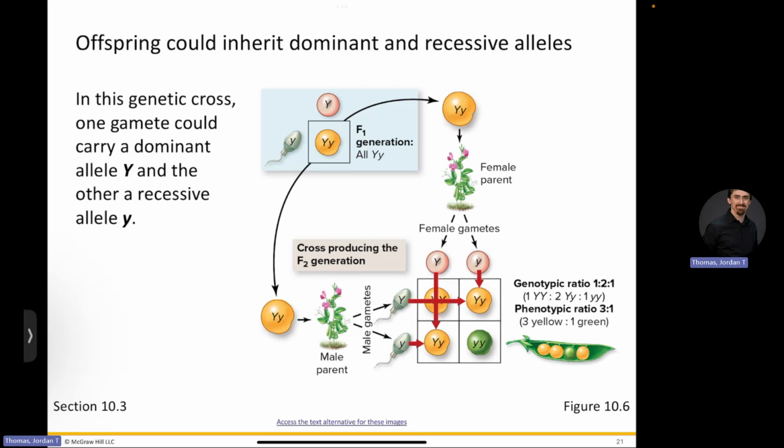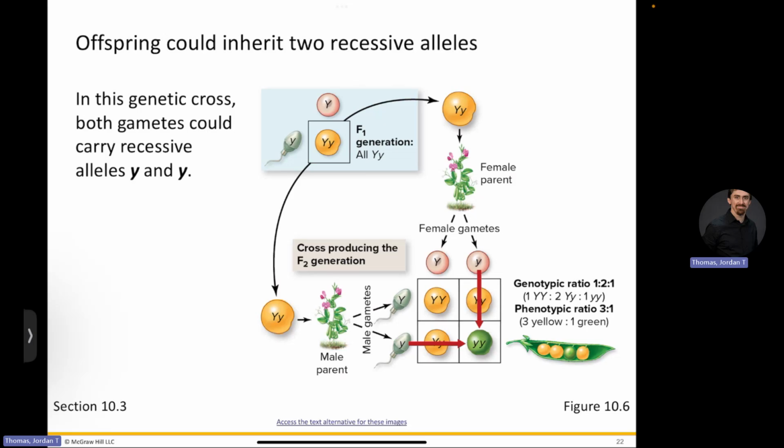In this genetic cross, one gamete could carry the dominant allele and the other could carry the recessive. And notice here we have two different ones. In this first one, we get the recessive from the mom and the dominant from the dad. But in this one down here, we get the dominant from the mom and recessive from the dad. Both have different alleles of dominant and recessive, thus it's heterozygotes. So we can get two different ways to get heterozygotes in this monohybrid cross.